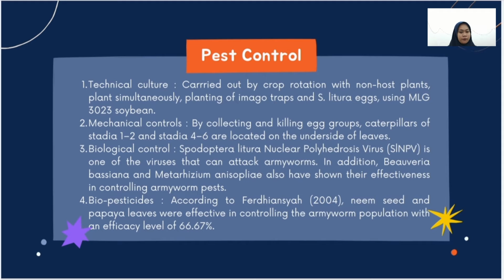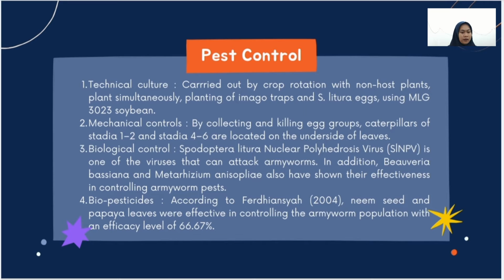For control, there are four ways: technical culture, by crop rotation with non-host plants and planting simultaneously, and planting of imago traps and Spodoptera litura egg traps using MLG 3023 soybean. The second is mechanical control by collecting and killing egg groups.